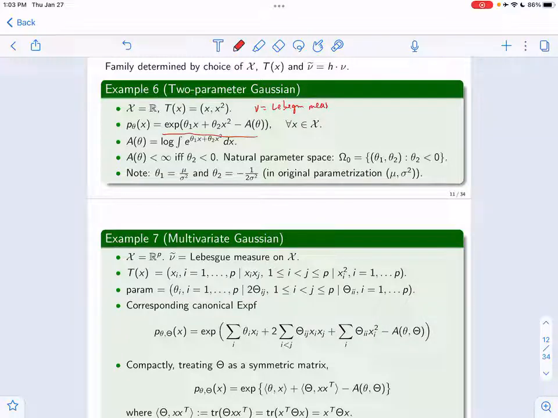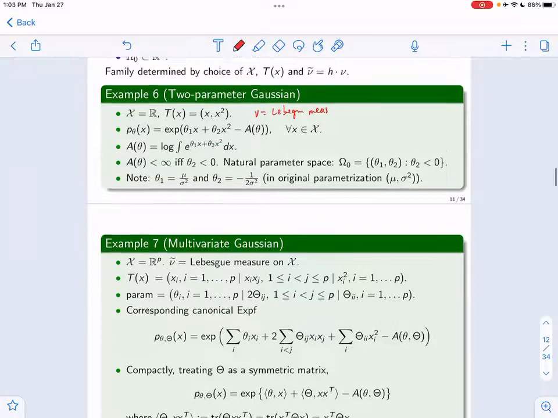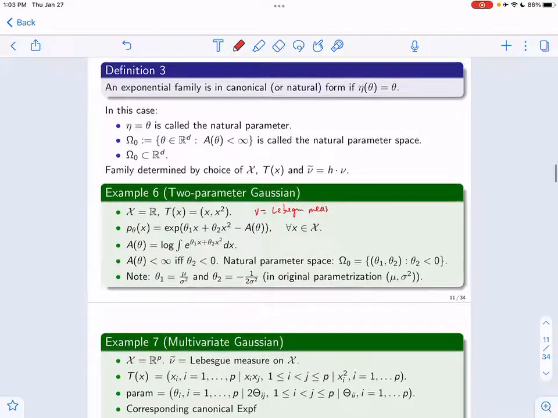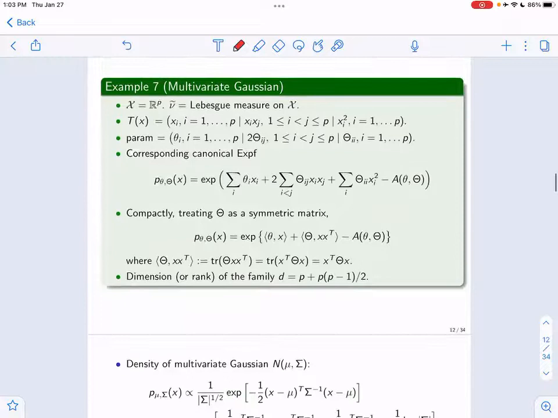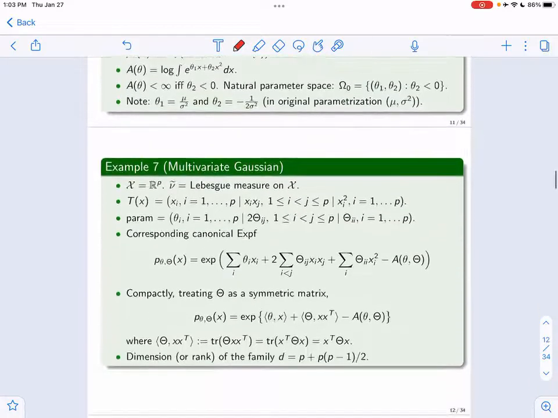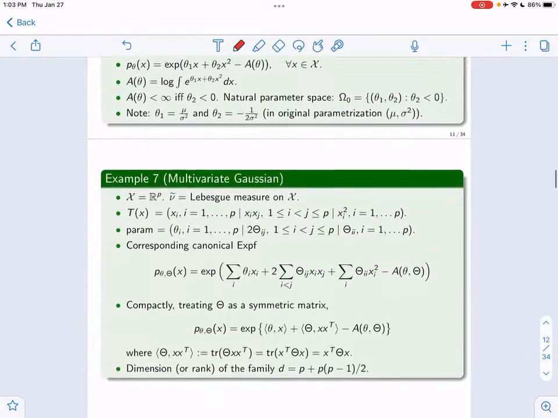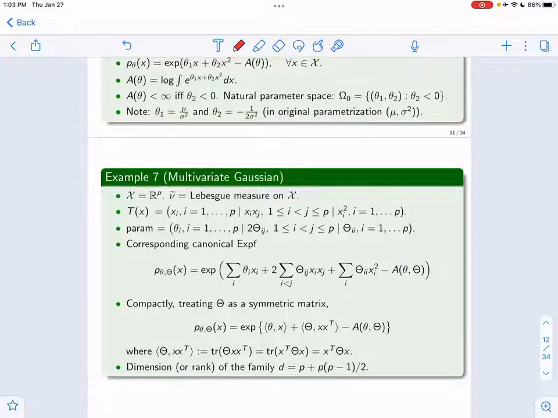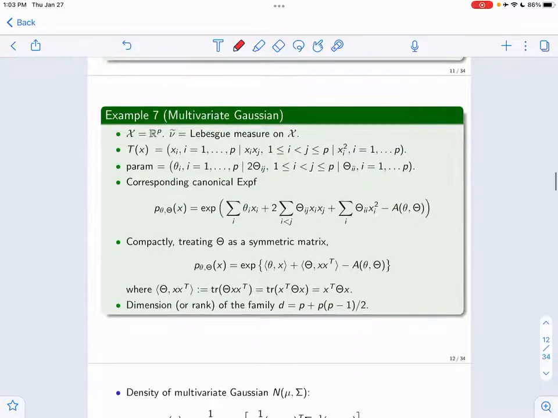Okay. Questions? Okay, so I can extend this. For example, if I have a vector in R^p, nu tilde is the Lebesgue measure.